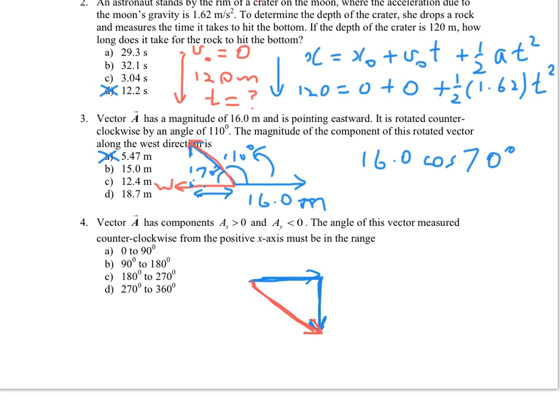This is the positive x-axis. Counterclockwise means this angle. Now, you start out at 0, and as you go, this is 90 degrees. And when you get to here, that's 180. This is 270. And finally, when you get back here, it will be 360. So you are between 270 here and 360. So the answer is D.